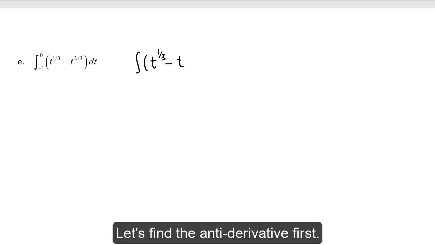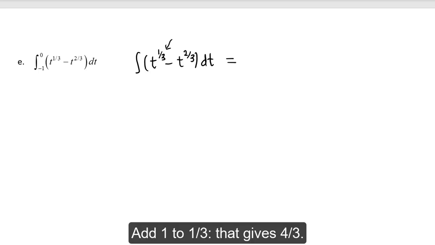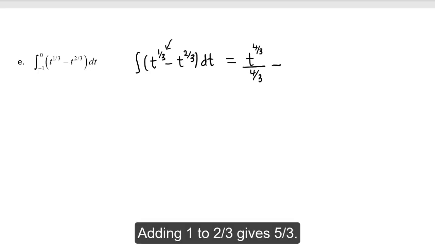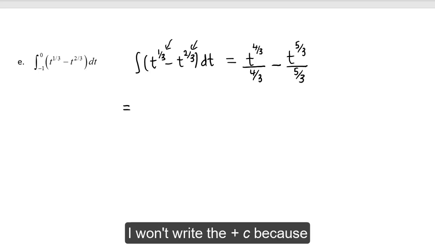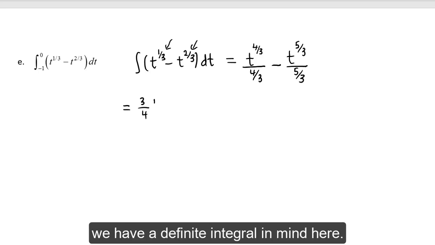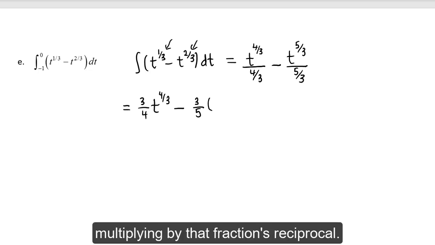Let's find the antiderivative first. We have a difference, so we can go term by term. Add 1 to 1/3, that gives 4/3. Adding 1 to 2/3 gives 5/3. I won't write the plus c because we have a definite integral in mind here. Dividing by a fraction is the same as multiplying by that fraction's reciprocal.